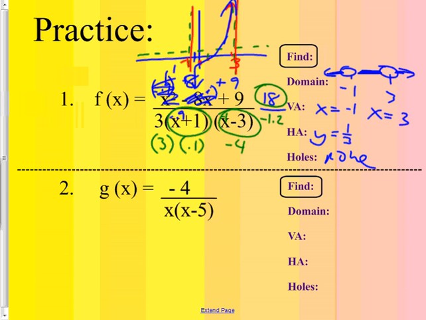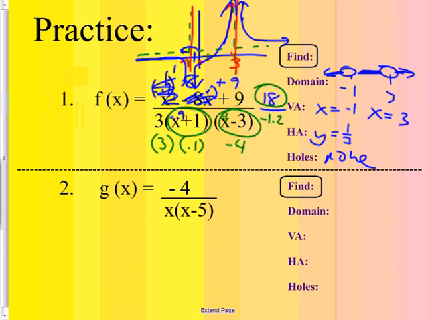Once I test just on the other side of 3, like 3.1, I'd find out it was way up here. And I'd be like, oh, I know how this goes. And then once I test just on the other side of this, I'd find out it's a big negative number. And that's how you sketch these rational function graphs.